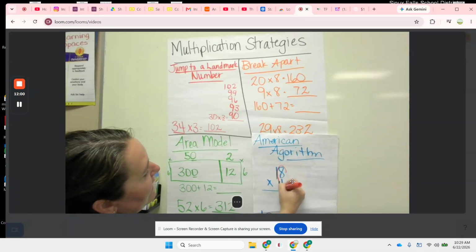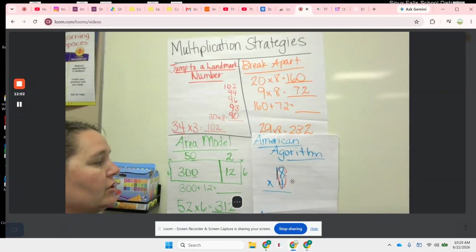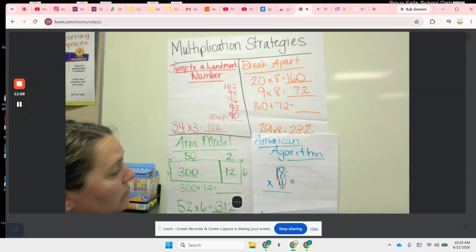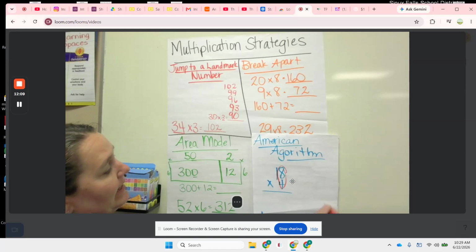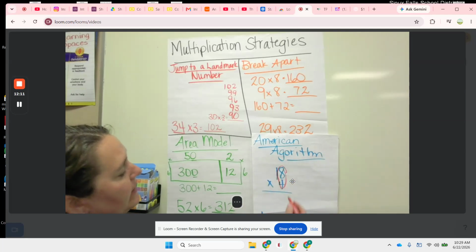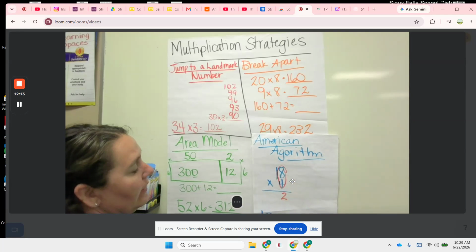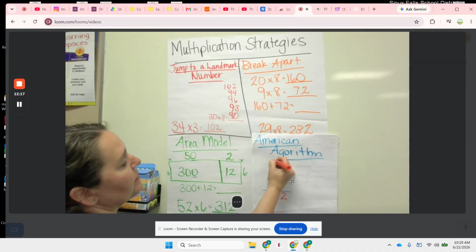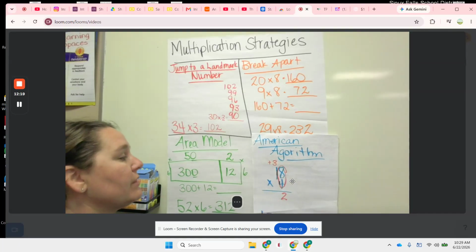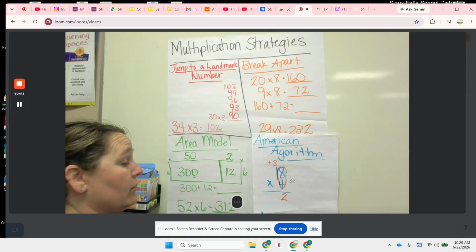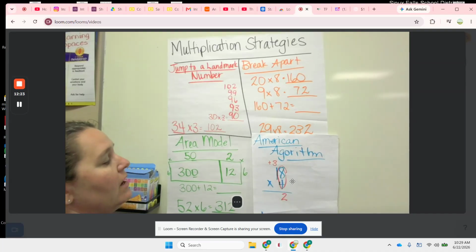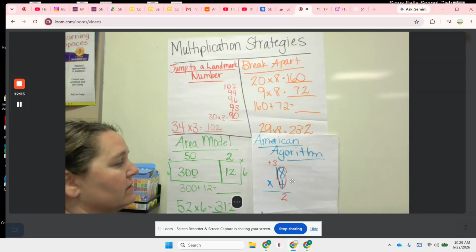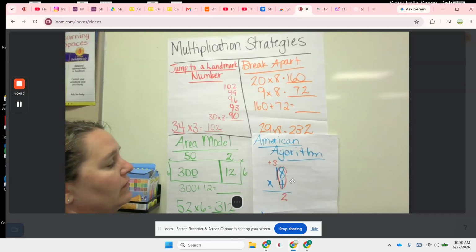So we talk about with any algorithm, we always start in the ones place with 8 times 4. Now, some of my students will know that's 32. Some of them might have to do a multiple tower over here. So we talk about how in 32, the 2 is in the ones place, so that's what we put there. The 3 is in the tens place. So we're going to put the 3 up here, knowing it's not really a 3, it's actually a 30, which is what makes this strategy so confusing.